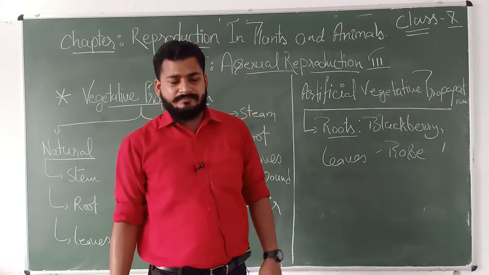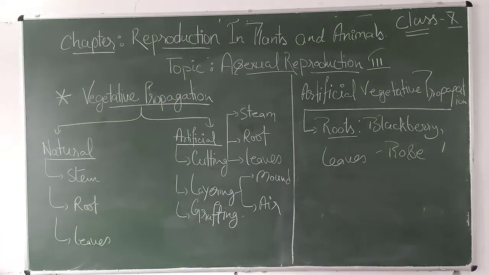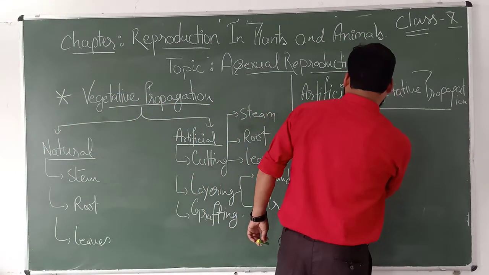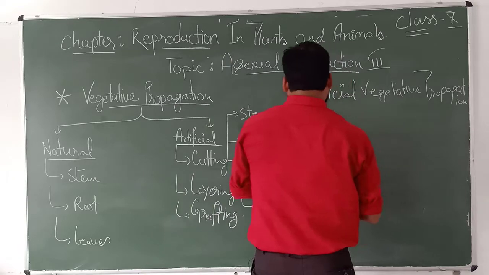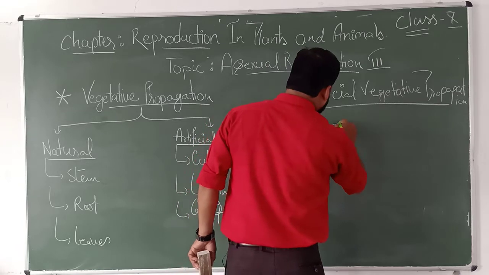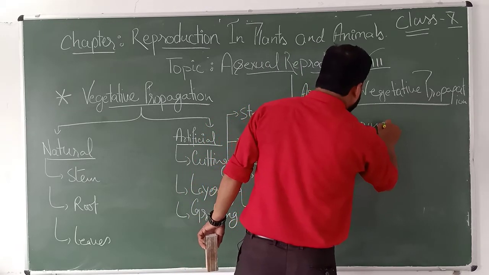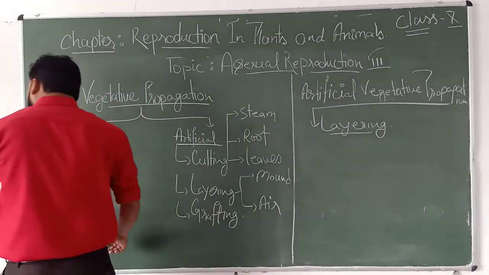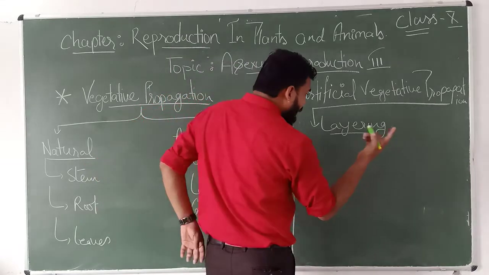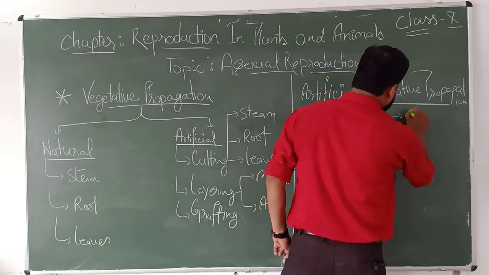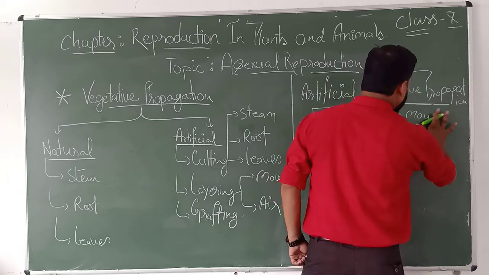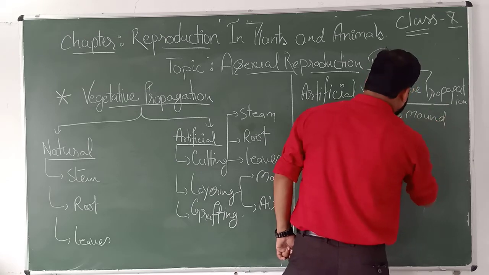Okay, next, layering. Layering could be of two types: mound layering and air layering. We are now going to talk about artificial vegetative propagation. We will be talking about layering. Layering means something has been layered with mud, generally mud. See, it can be of two types. First is mound layering, and the second is air layering.